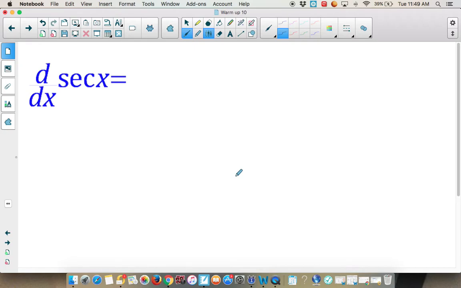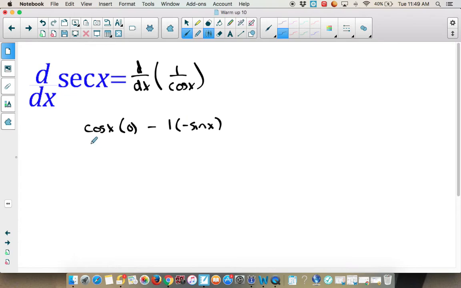All right, we're going to continue on with these higher order derivatives. This is the derivative of 1 over cosine x. So that's cosine bottom times the derivative of the top, which is 0, minus the top times the derivative of the bottom, which is negative sine x, over the bottom squared. That is positive sine x over cosine squared x.